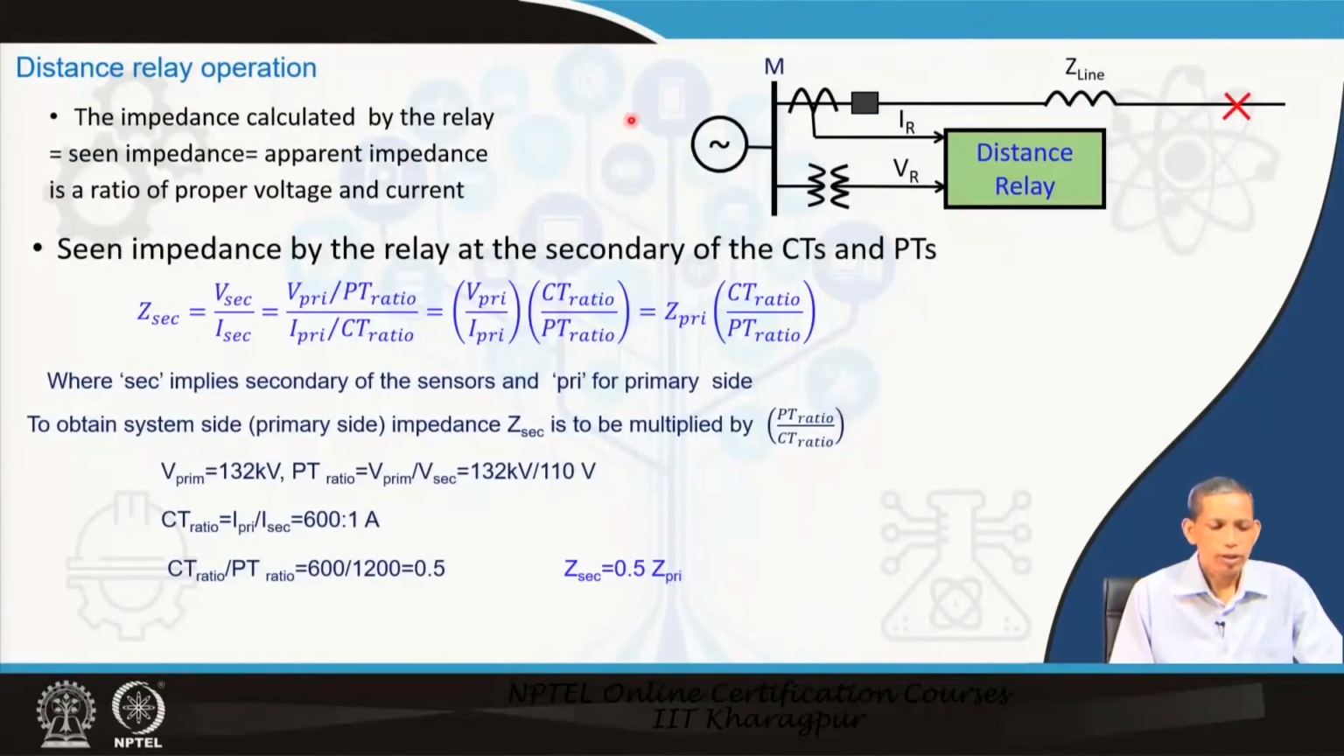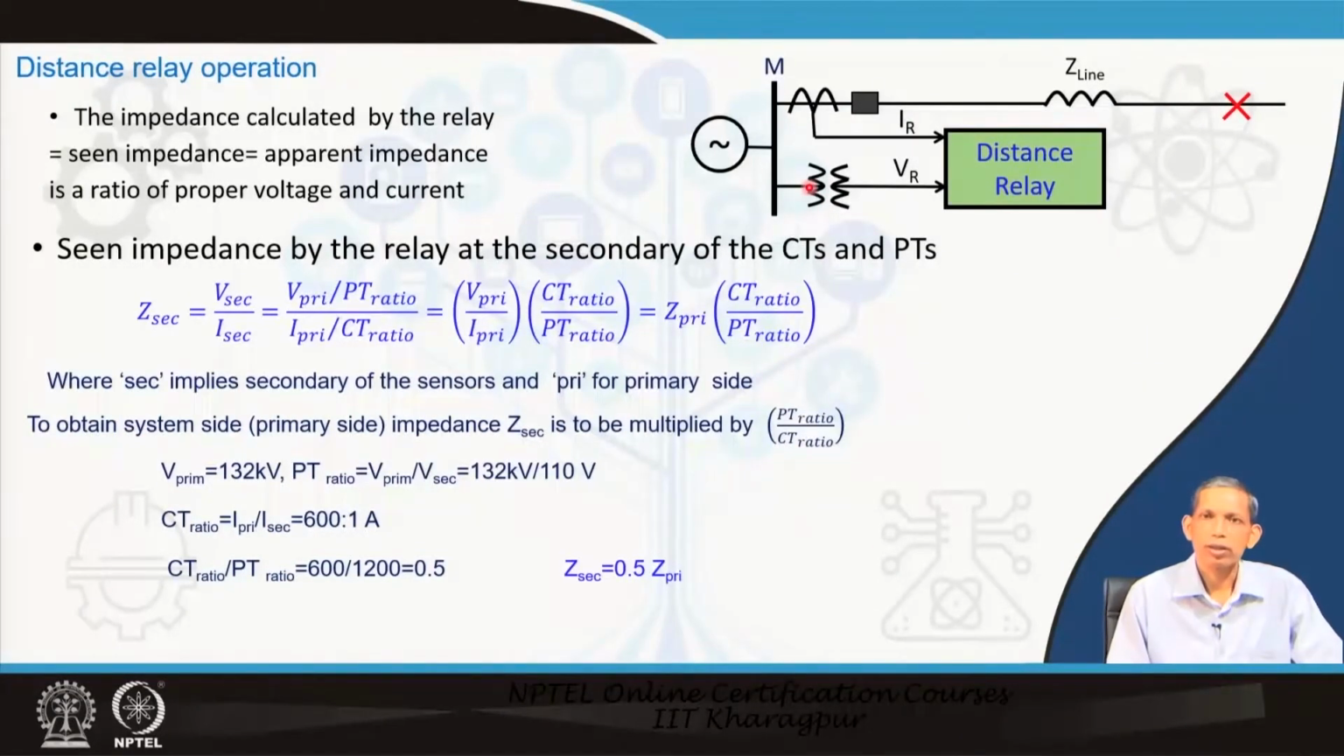Now, in furthering our discussion on distance relay, let us say we have a system like this. As already mentioned, the distance relay takes the current signal and the voltage signal from the CTs and PTs or CVTs, capacitor voltage transformer or coupling capacitor voltage transformer, as mentioned, in high voltage systems. Such transformers are being used. Now, on this line a fault happens to be here.